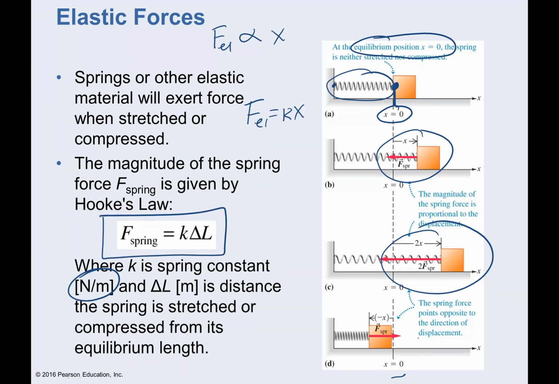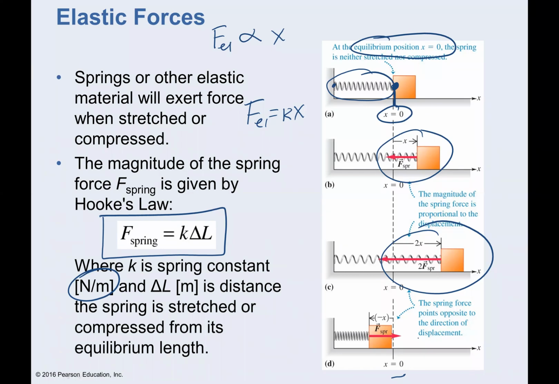This F spring, which is the restoring force from the spring, equals this constant k, the spring constant, times delta L, and delta L represents the distance of stretch or compression of the spring relative to equilibrium. Okay, and the delta L should be in meters, k is in newtons per meter, right? And then you get the force from that, right?